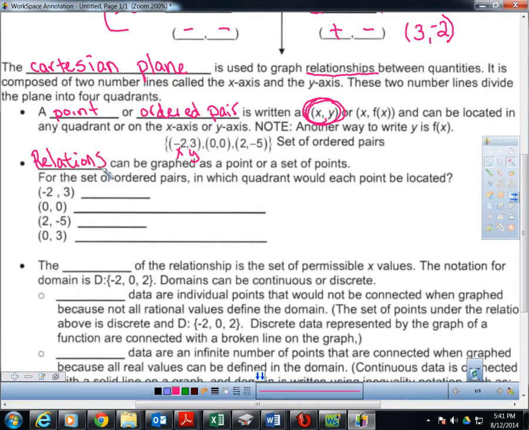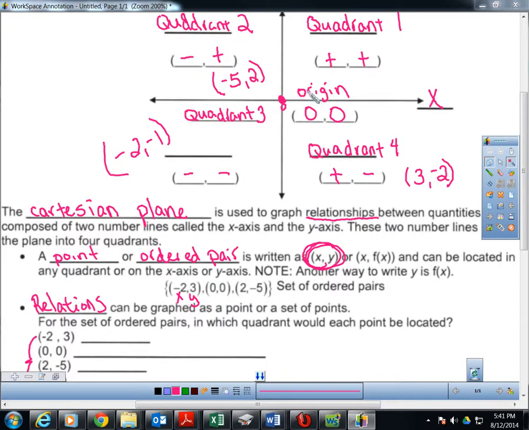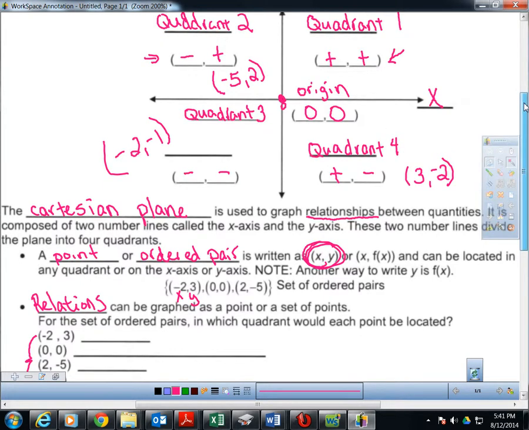So relations can be graphed as a point or a set of points. Okay? So looking at those ordered pairs that are given to us right here, we need to decide where they are, where they're going to be located. You can do that in 2 different ways. You can draw yourself a little graph and graph them and see which quadrant it is going to be in. Or you can look back up at the notes that we took that tell you the positive and negatives for each one. Okay, either way, whatever works for you.